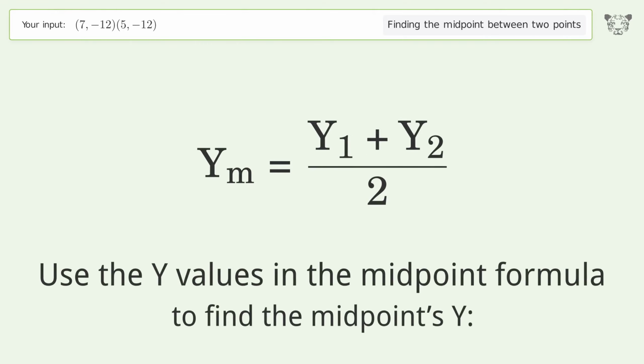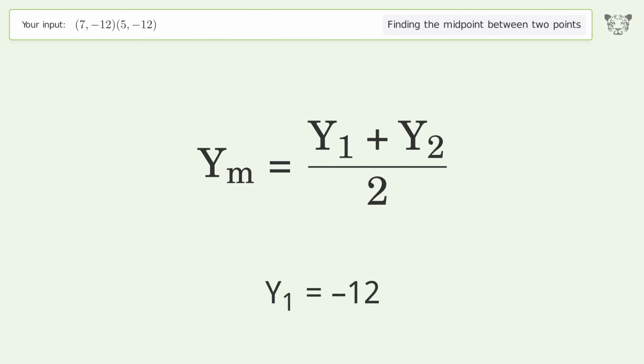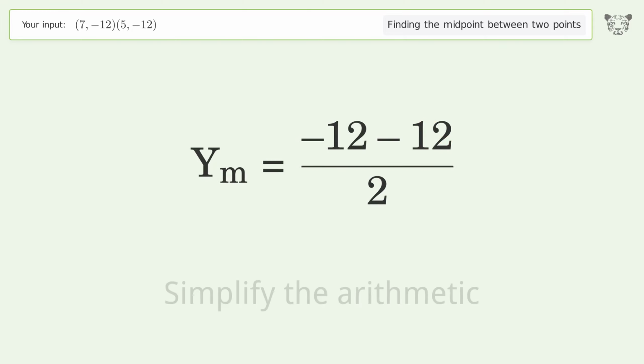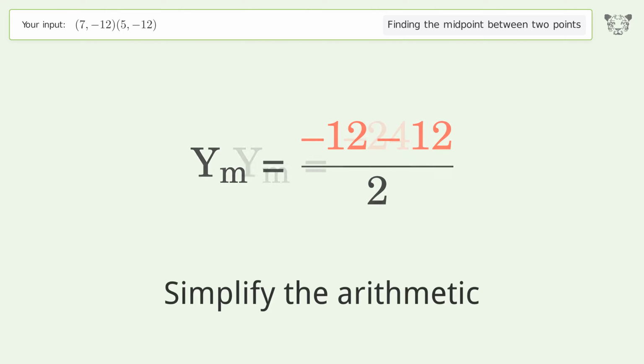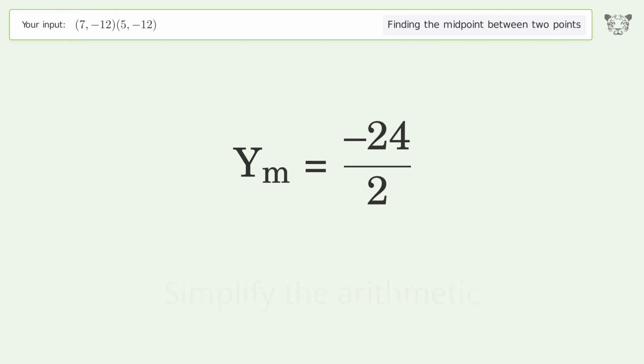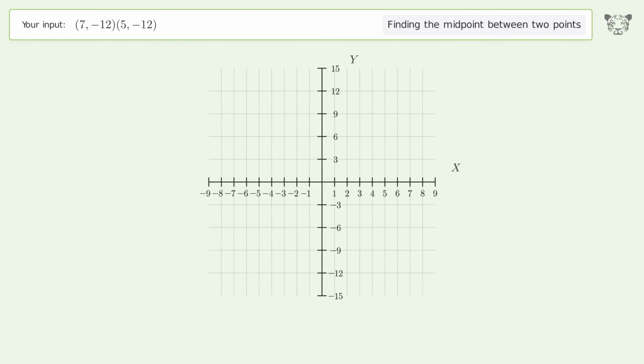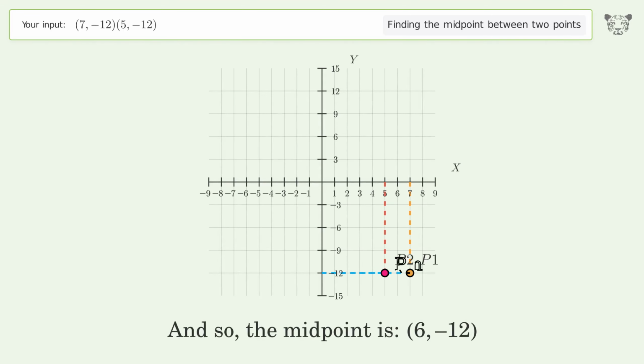Use the y values in the midpoint formula to find the midpoint's y. y1 equals -12. y2 equals -12. Simplify the arithmetic. And so, the midpoint is 6, -12.